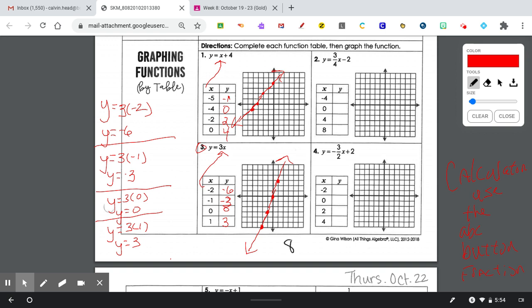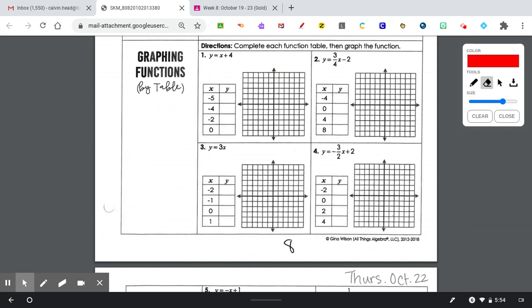So just real quick, like on number 2 right here. So number 2, I would still input that in there for x. So you would write it like this: y equals 3/4. Again, use the ABC button. Put them in parentheses, -4 minus 2.